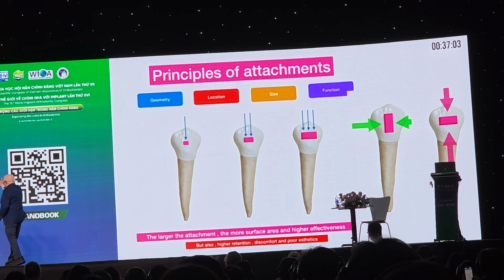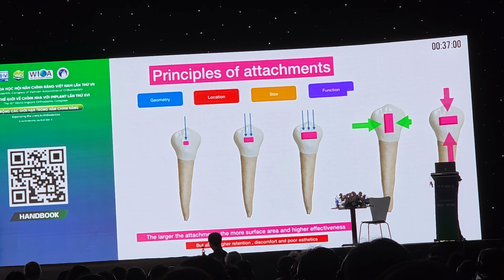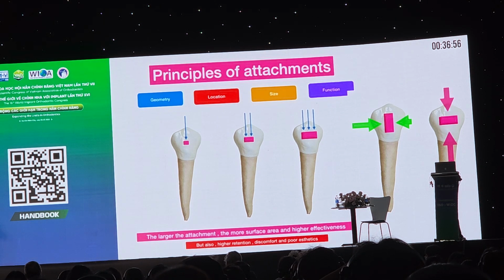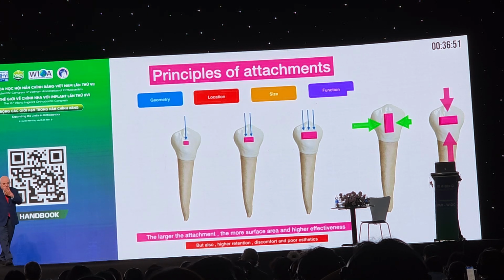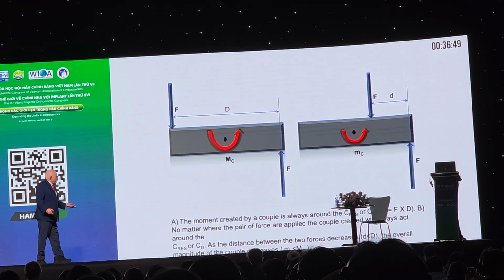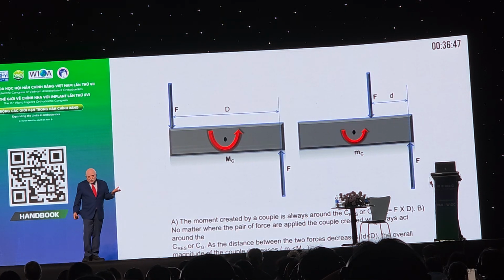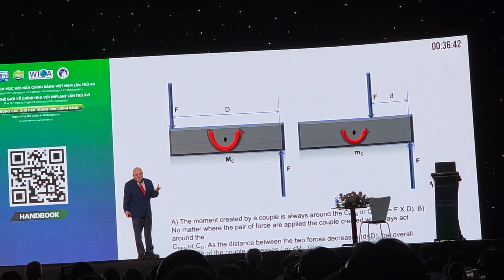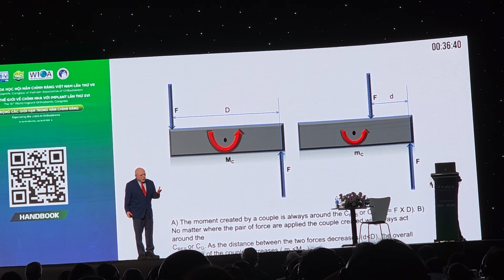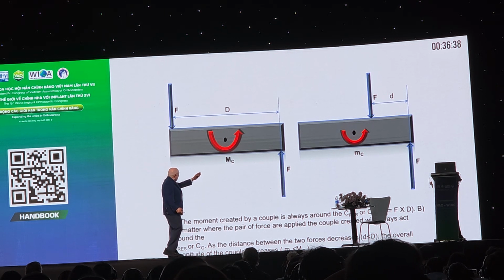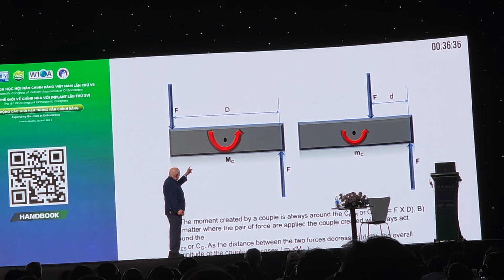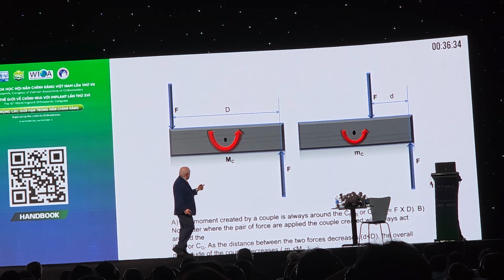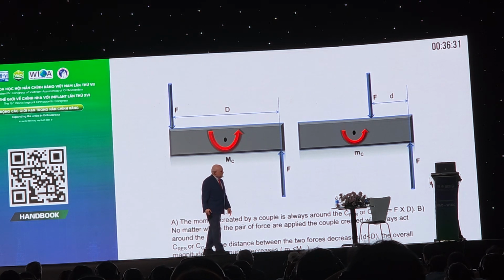So you can see, the larger the size, that doesn't look very nice, but I can now create bigger moments. Smaller, I cannot create moments. Very important, same principles, it's not different. Take a look at this, like a little beam theory, okay? So now I want to show you why the shape of the attachments is very important. If I apply a force equal distance from the center of the attachment, you will see that my tooth is going to go in a circle.